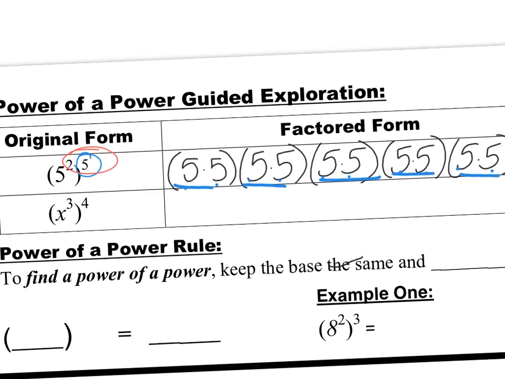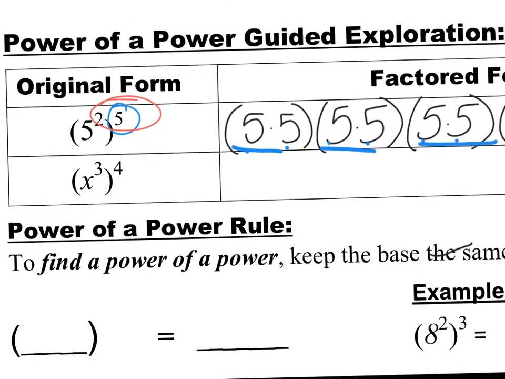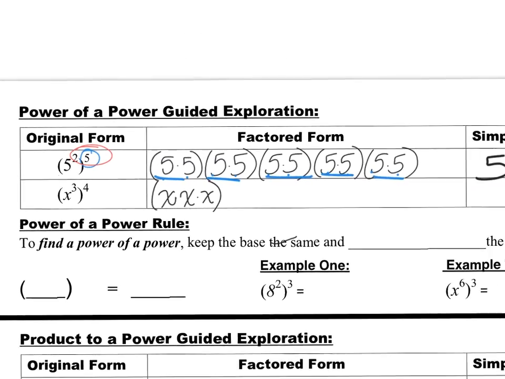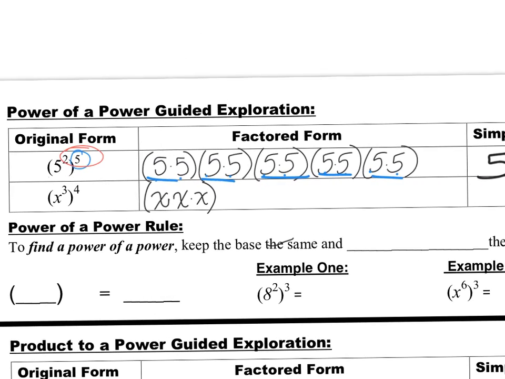In my next example, let's look at x to the 3rd power raised to the 4th power. So I know that x to the 3rd power in factored form would be x times x times x. So that's x to the 3rd. So if I want to write my original form in factored form, I would write x times x times x, 4 times.